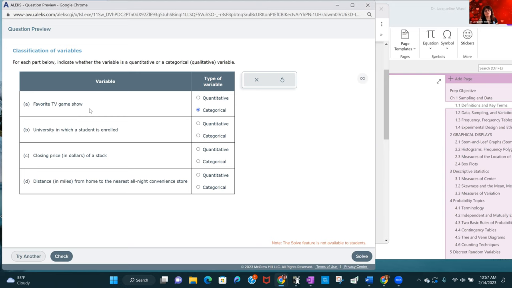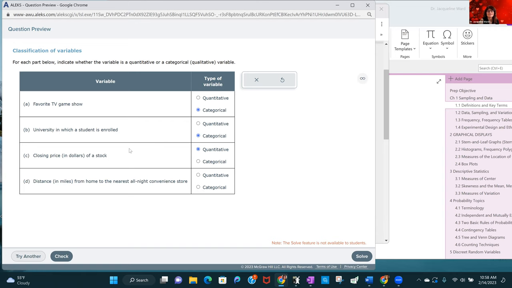Yep, so your favorite game show, that's going to be a category. Maybe you're doing a multiple choice. A university that a student is enrolled in, that's also going to be categories, right? Like, is it a UC or a CSU or, you know, out of state? Those are three categories.